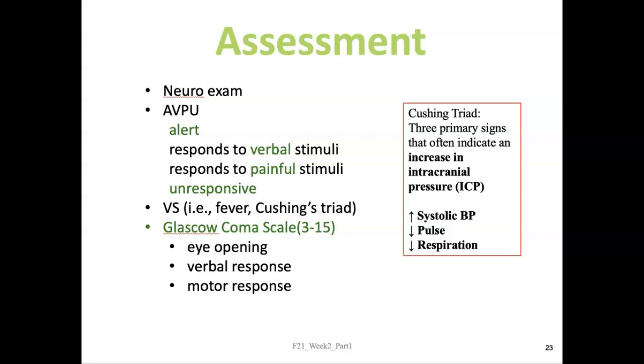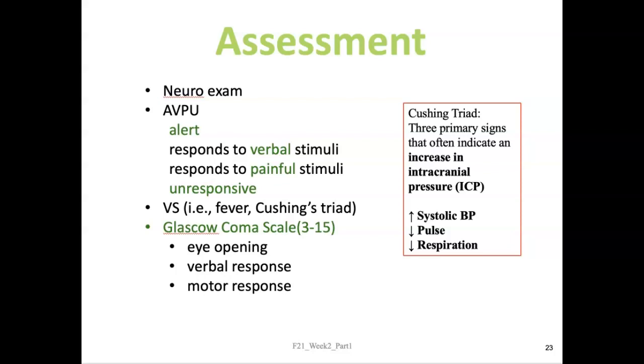So for assessment of disability, we're looking at the standard neuro exam. We're doing a quick one here. One mnemonic is AVPU: is the patient alert? Do they respond to verbal stimuli? Do they respond to painful stimuli? Or are they unresponsive? Vital signs are important. If someone is hyperthermic, so a high temperature, it can lead to changes in the level of consciousness, as well as hypothermic.